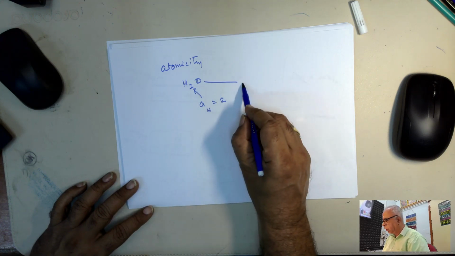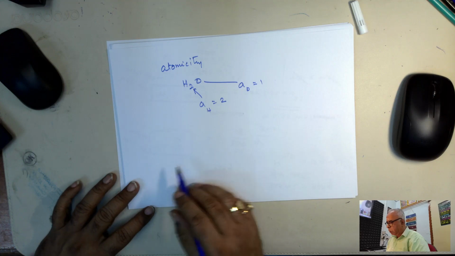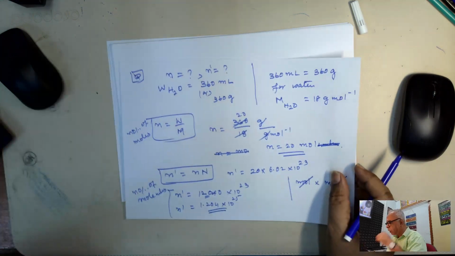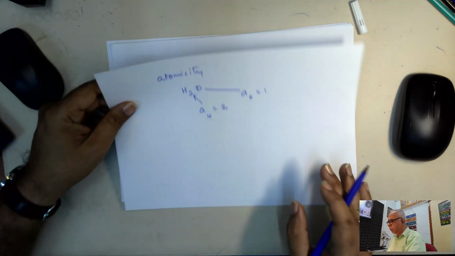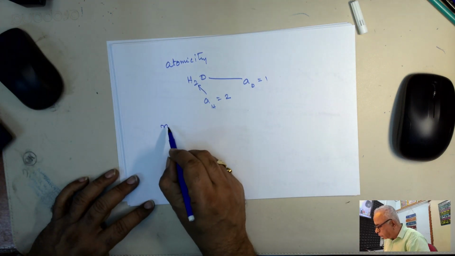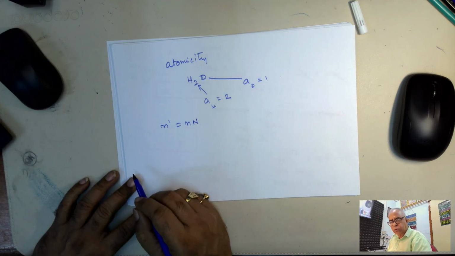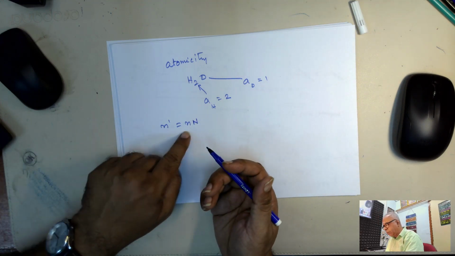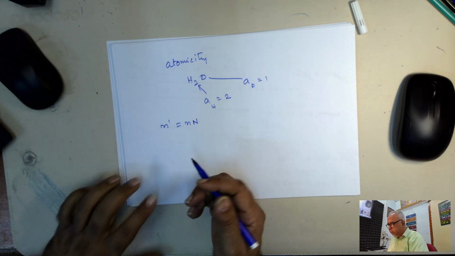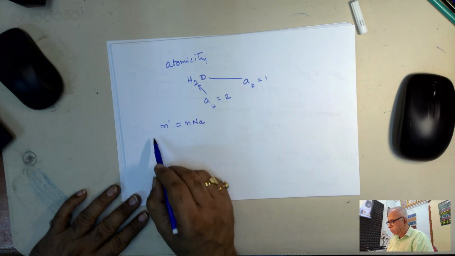What about oxygen? Atomicity of oxygen is 1. Okay. So now we can calculate the number of atoms based on molecules. So what is the formula for number of molecules? N into capital N. Now I want to calculate from this. Okay. You can introduce A here.